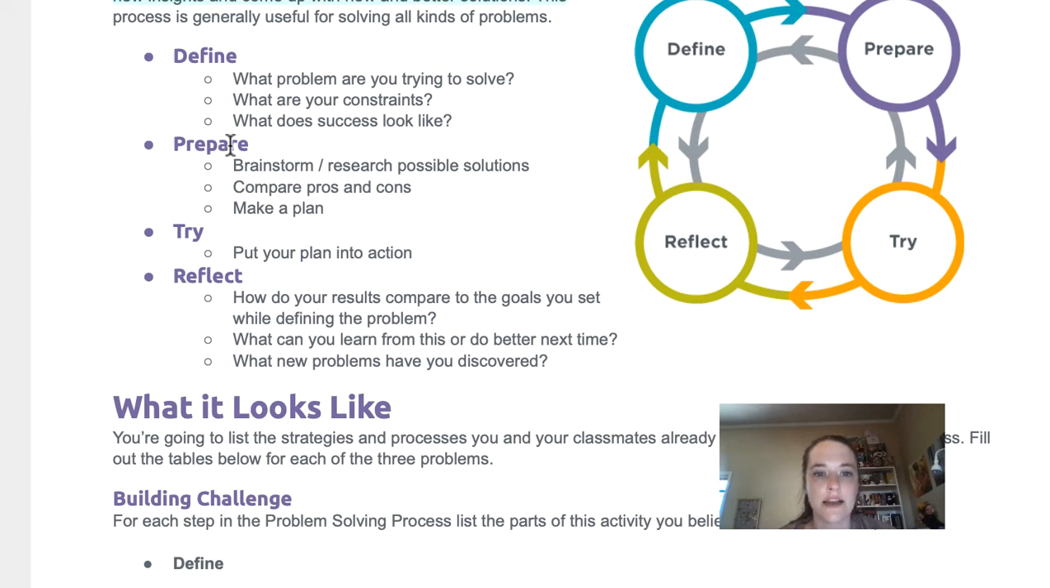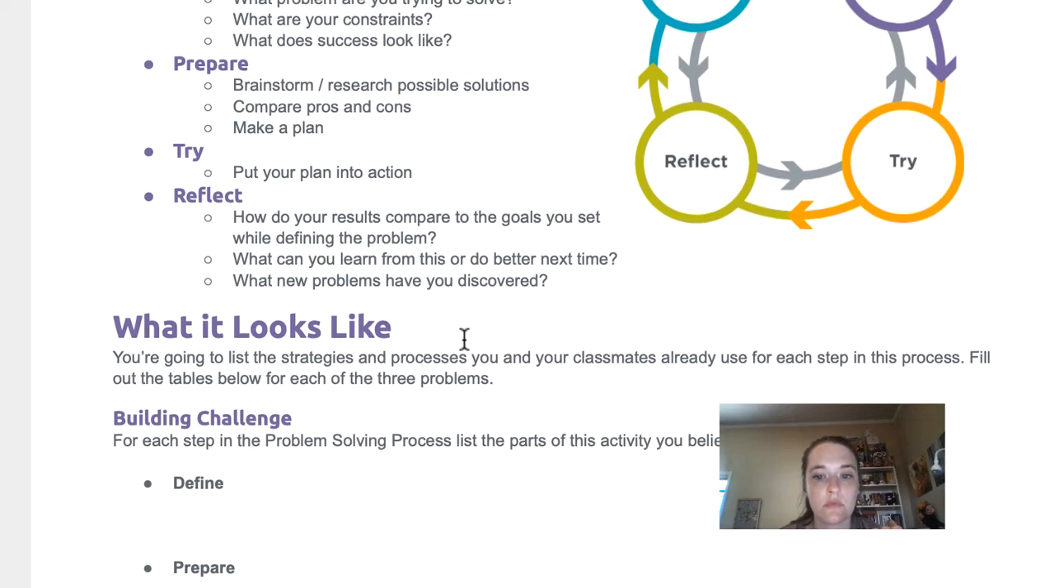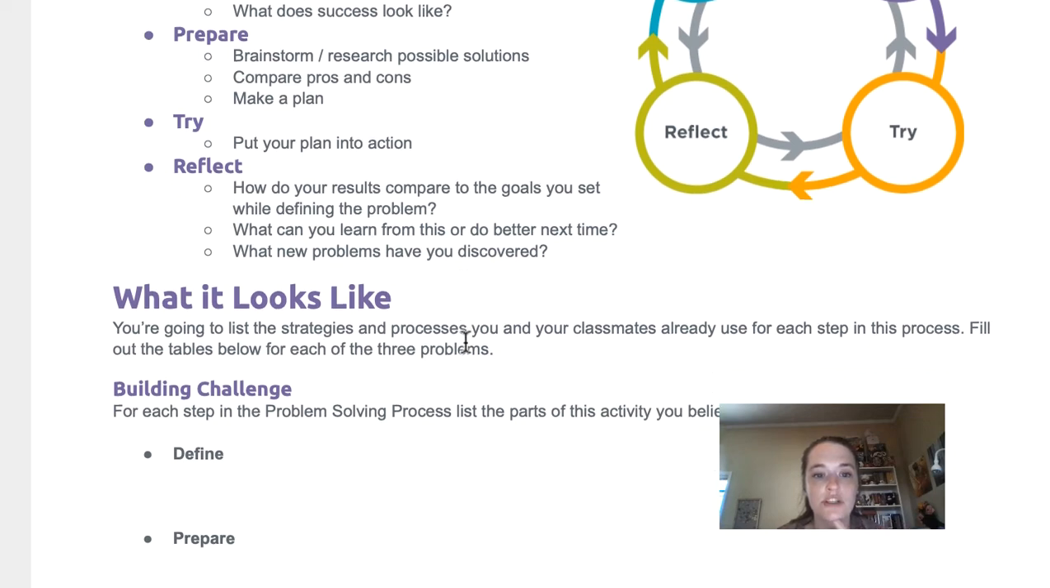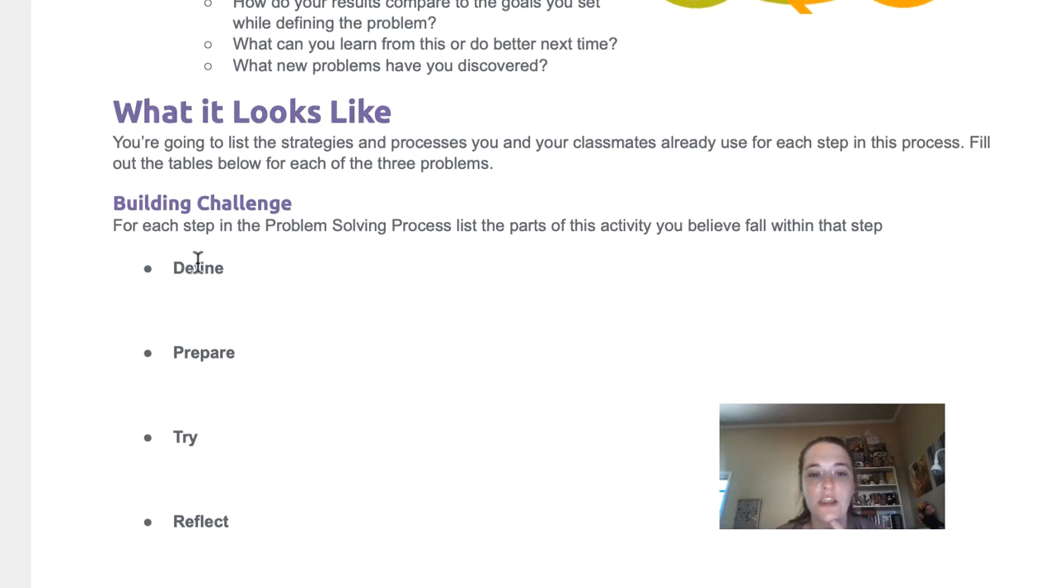This activity guide has the same graphic for the problem solving process on it. What you're going to do is think about when you were building your paper tower, and fill in each of these 4 steps of the problem solving process with the parts of the building, the paper tower, that you think fall within that step.